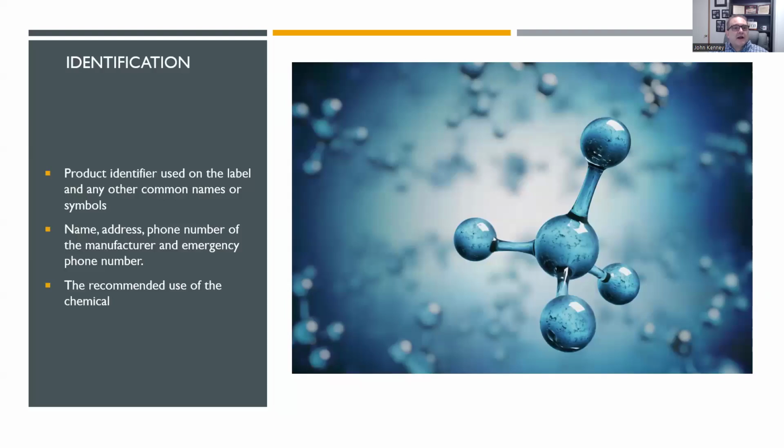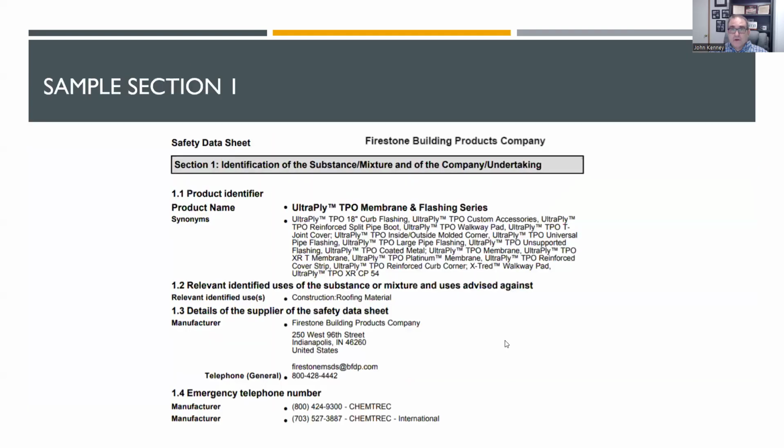Identification: product identifier used on the label or any other common names or symbols; names, addresses, phone numbers of the manufacturer, and emergency phone number; the recommended use of the chemical or product. So again, here's section 1. This is an older one. It's now Elevate, but this was Firestone, a typical building products example.